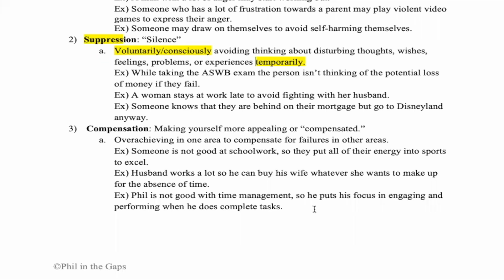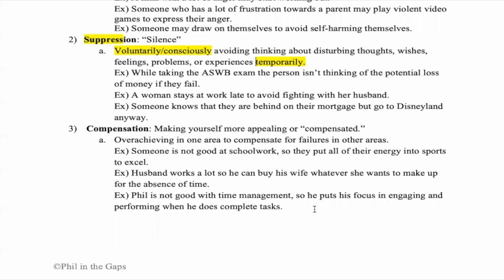A couple of examples to articulate this a little bit further. While taking the ASWB exam, the person isn't thinking about the potential loss of money if they fail. They are locked and loaded, breaking down every question systematically to go into the exam and kick it directly in the chest to get the job done. However, after the exam, they may think about all of the factors that led up to them going inside of the exam.